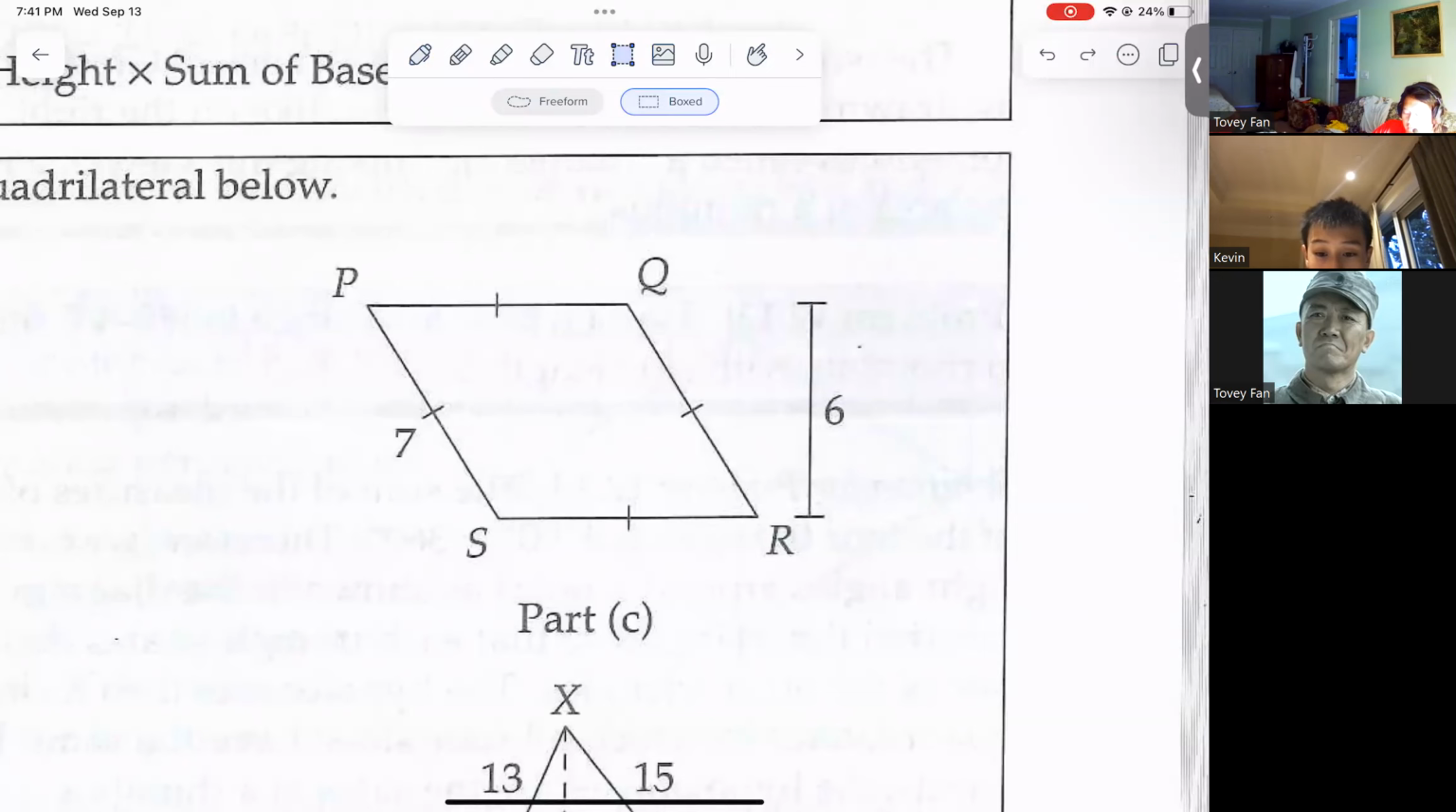Well, a rhombus is also what kind of quadrilateral? A parallelogram, yeah. It is a parallelogram. That means you can still use base times height, right? Base times height always stands. Okay, so base times height.